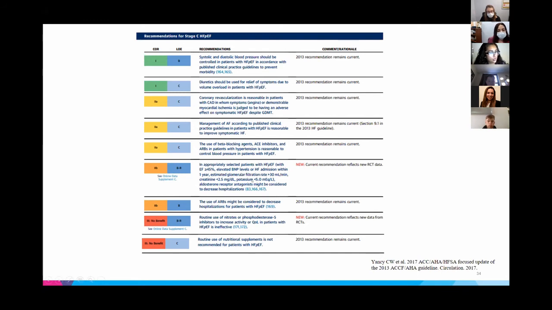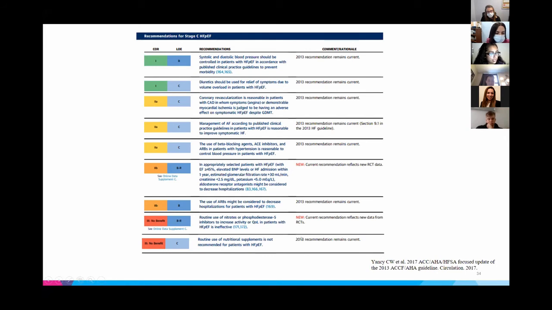And then this was new in 2017: in appropriate patients with HFpEF, and they used an EF of 45, elevated BNP or heart failure admission, and a GFR that's greater than 30 or a creatinine that's less than 2.5, potassium less than 5, aldosterone receptor antagonist may be considered to decrease hospitalization. And this comes from the TOPCAT trial about spironolactone, and we'll discuss that. The use of ARBs can be considered, and we can talk about those recommendations as well.